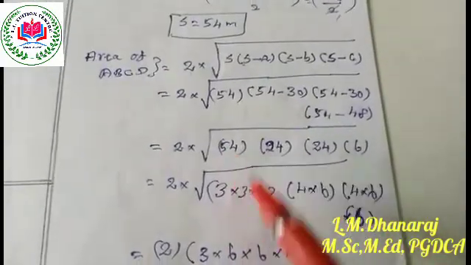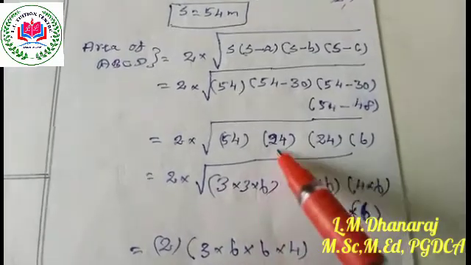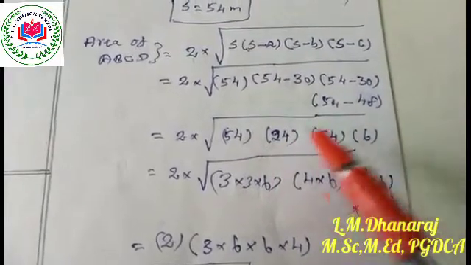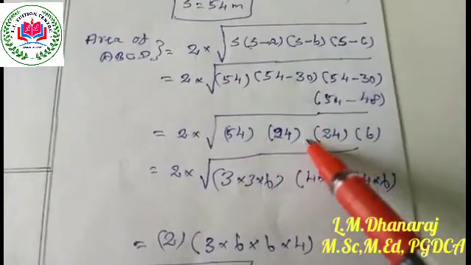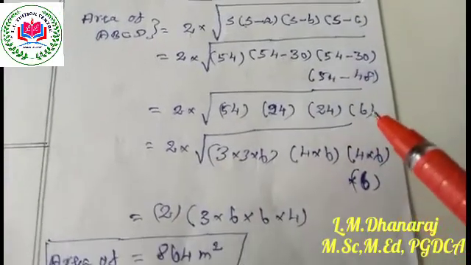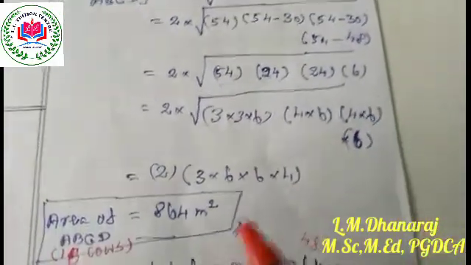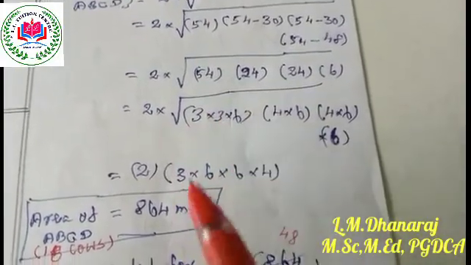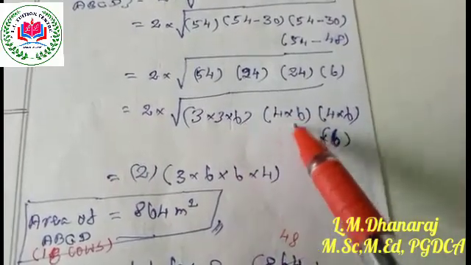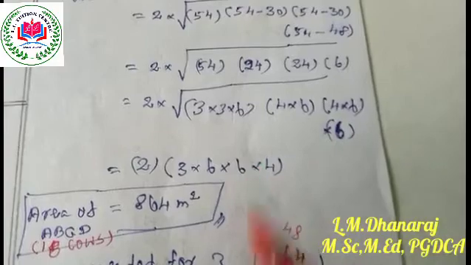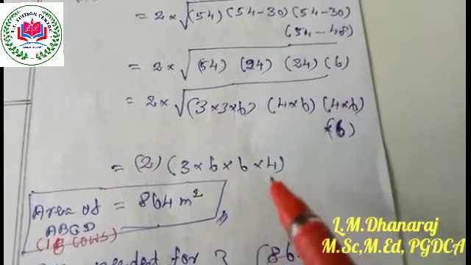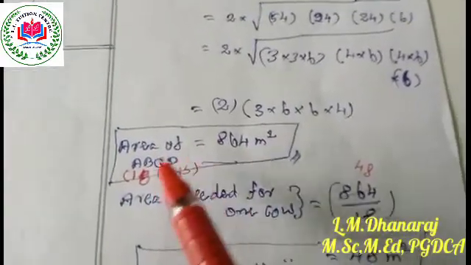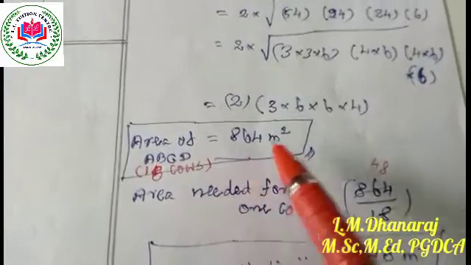So this 54 can be split as 3 into 3 into 6. 24 can be split as 4 into 6 and this is also 4 into 6. Otherwise we can keep the same as 24 itself. Okay, so 24 can be taken out. Now this 6 can be written as it is. Now there are 2 3s, 1 3 can be taken out. These 2 6s, 1 6, another 2 6s, 1 6 can be taken out, and there are 2 4s, so 1 4 can be taken out. So by multiplying we can get area of ABCD is 864 meter square.